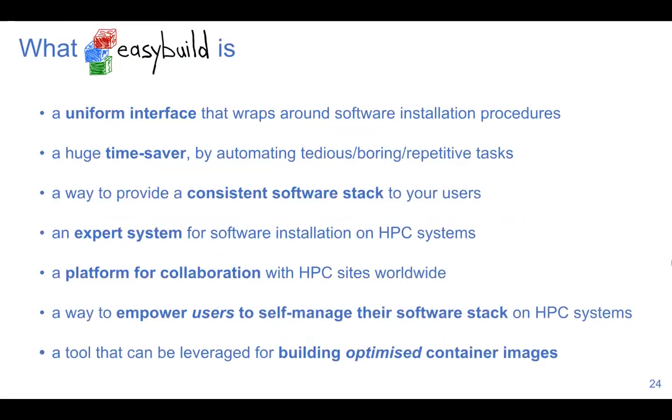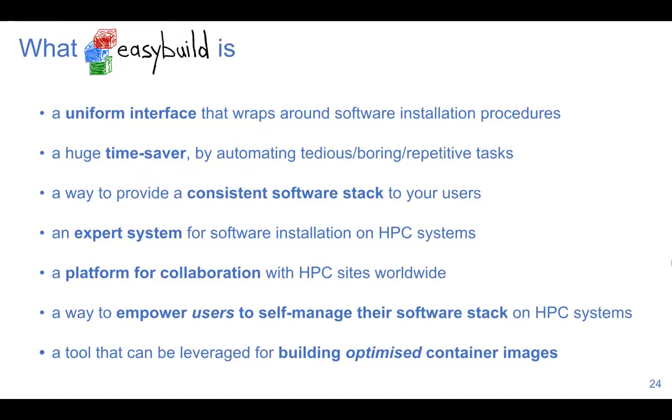I won't go into too much detail here, but EasyBuild is a whole bunch of things. It's a uniform interface, so you use the EB command to install software, and you don't really care whatever installation procedure is being used. You just talk to EasyBuild, and EasyBuild knows what to do. That way you can provide a consistent software stack to your users, so things are always installed in the same way, no matter which software package you're installing or who is installing it. It can empower the users themselves, so EasyBuild doesn't require any admin privileges, so people can use this in their own account on the HPC system. They don't need anything really special.